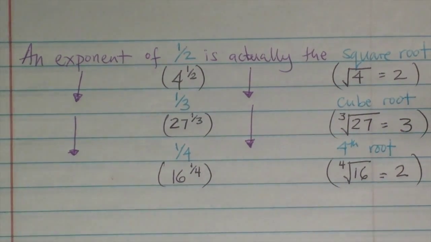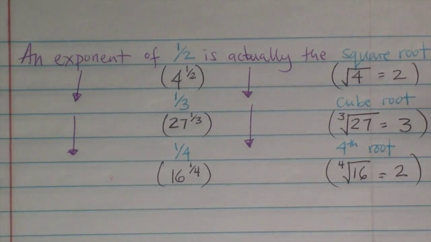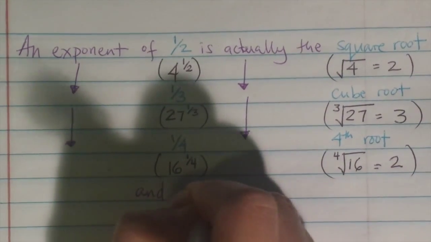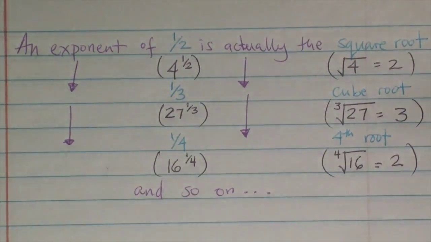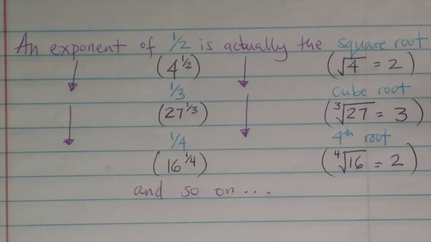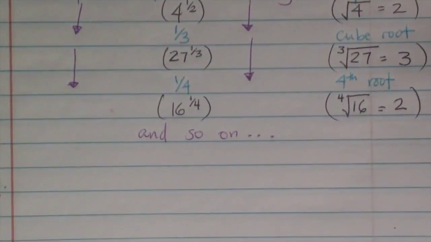So that's all exponents with fractions are: what number multiplied by itself however many times is equal to the number inside. And so on. Alright, so let's take a look at some examples.